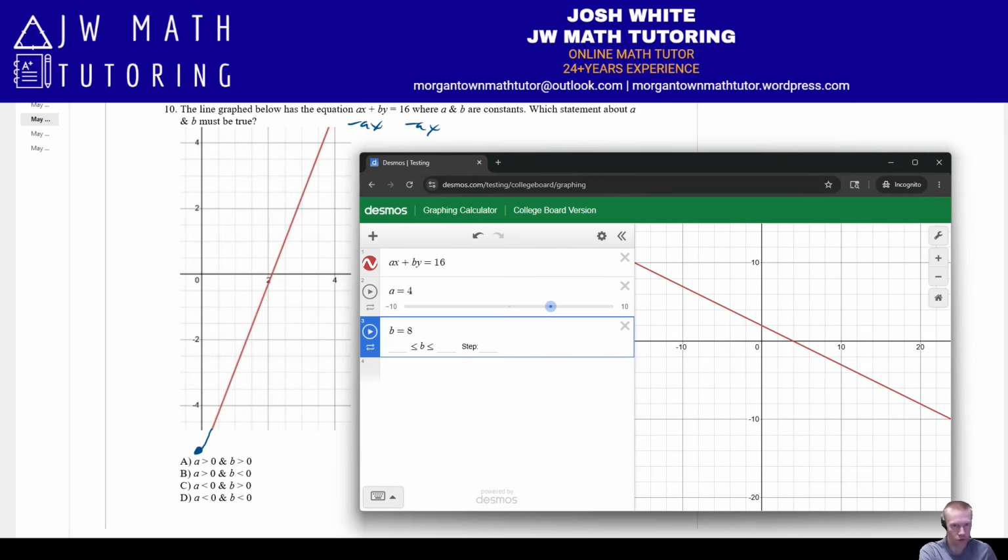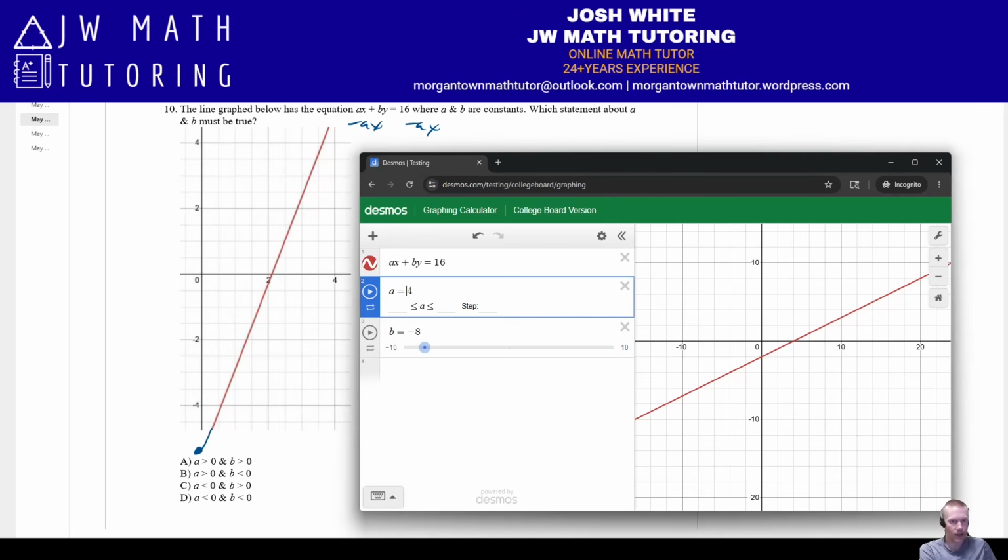Okay, let's look at answer choice B. A stays positive and I make this negative now. Notice the slope is now positive. That matches. The y-intercept is negative. That matches. This is the correct answer. I mean, it's not the same because these aren't the right values, but my point is you're just looking to match the slope being positive versus negative and the y-intercept being negative, not positive.